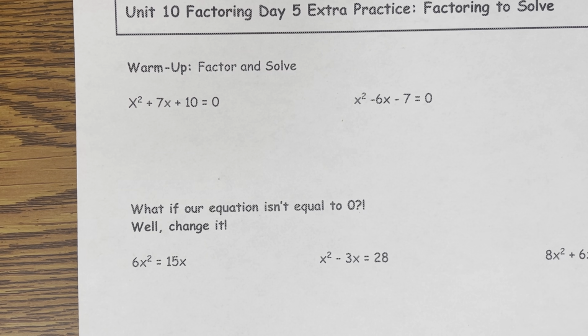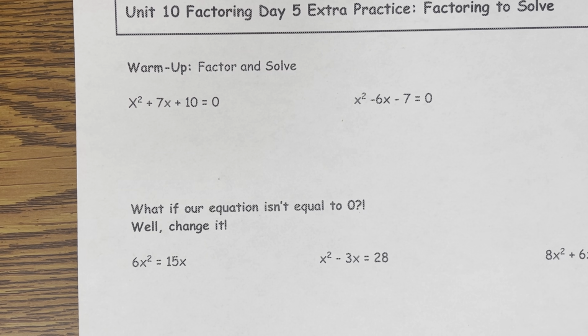So in order to do that, I just have to move it to the other side. So I have to subtract 15x from both sides. Put it in descending order, x squared first: 6x squared minus 15x equals 0. Now we start our factoring process just like we had.